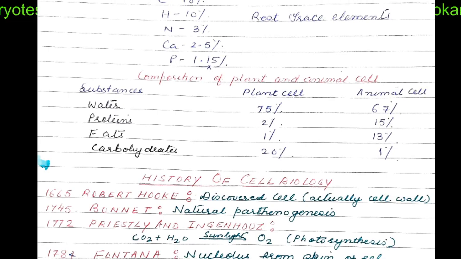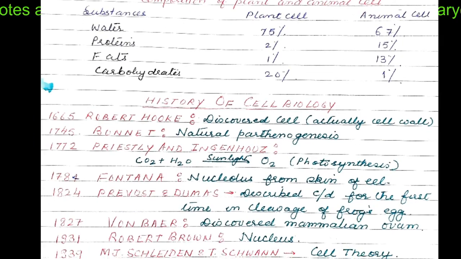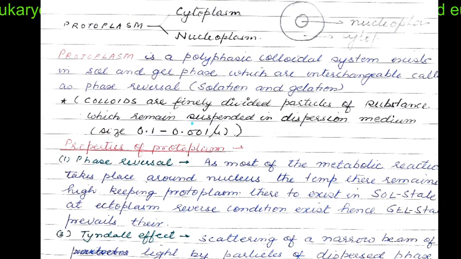So students, this is all in this lecture, and in the next lecture we'll take up the history of cell biology. However, somehow one important thing has been left out. I forgot to discuss the properties of the protoplasm in the last lecture.